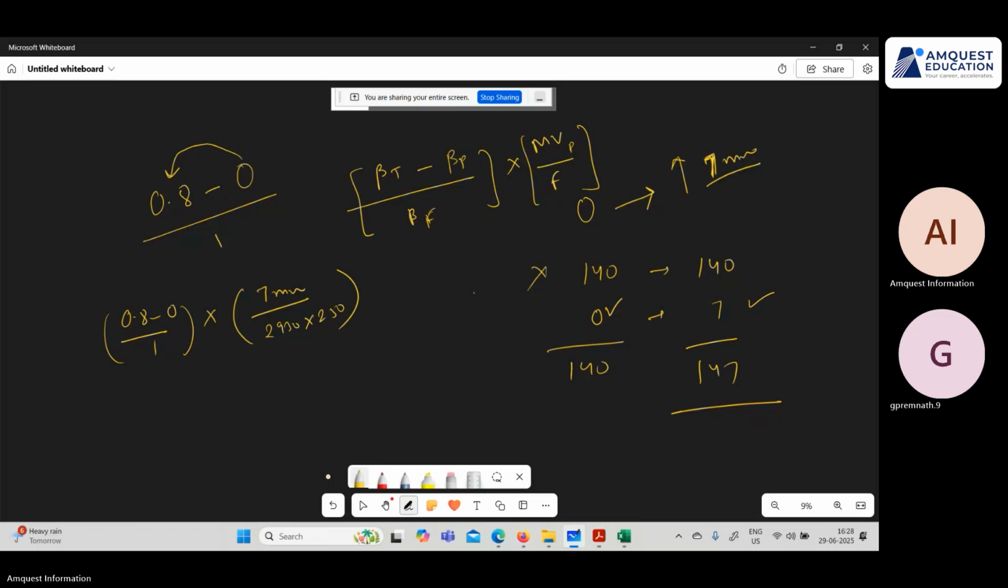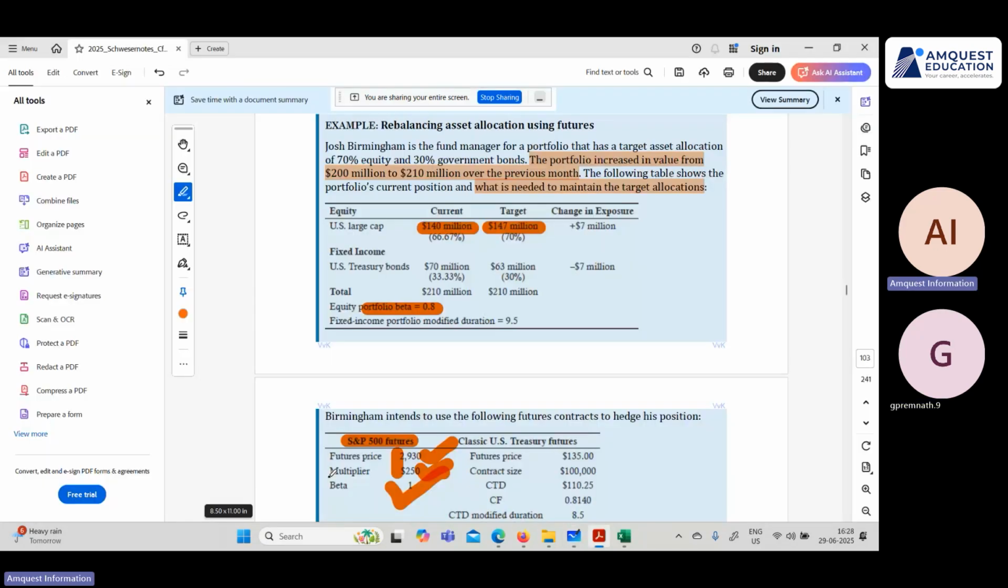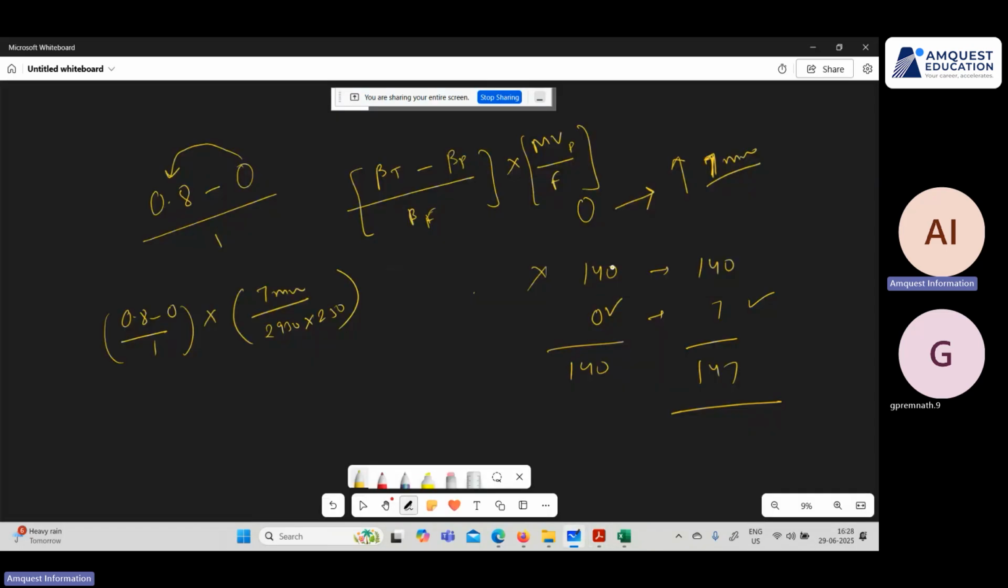Does it make sense now? Makes sense. Okay. And before even solving it, can you imagine that when you are trying to change your exposure, basically you're trying to sell it or decrease your exposure. So can I say that my target exposure will then be 0?